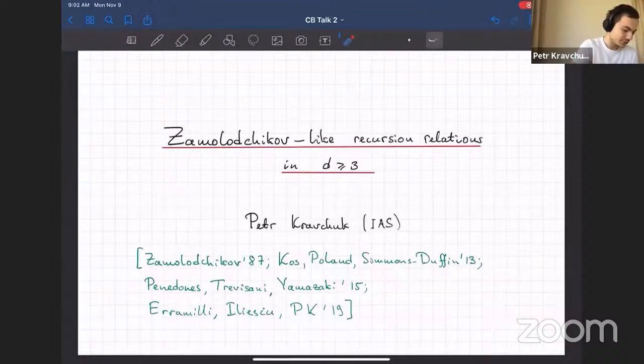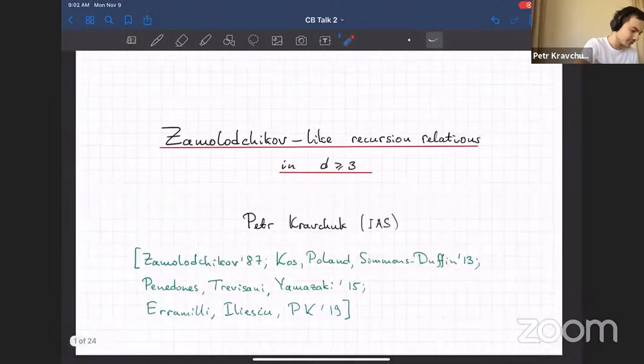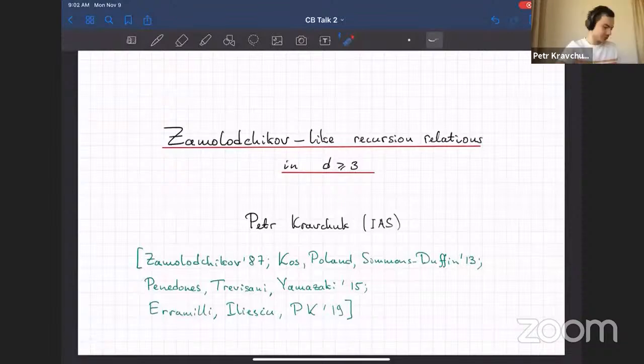Then I'll switch to English. And so today I'll continue the topic of the last discussion, which was conformal blocks. Last time, the main thing I didn't get to talk about was the Zamolodchikov-like recursion relations for conformal blocks. And so that's going to be the topic of today.